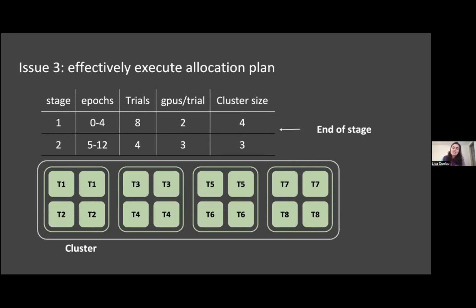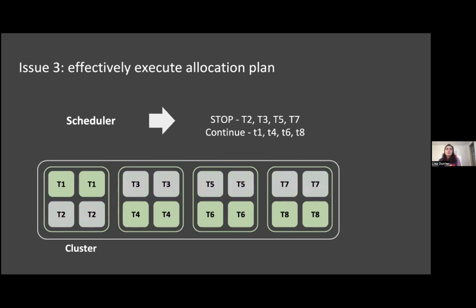Okay. And so now that we have this allocation plan, we need a way to schedule and optimize this worker co-location to maximize our cluster utilization. So Rubberband's executor comprises a control loop that makes scheduling decisions based on the experiment specification, resource allocation plan, and the current state of the running trials. If the resources need to be reallocated, which would happen at the end of a stage, the scheduler would request the cluster manager to provision new nodes or to deprovision existing ones.